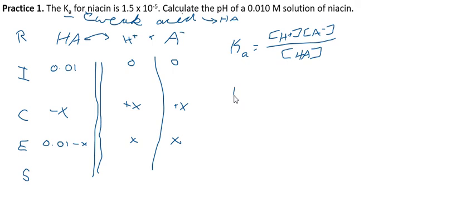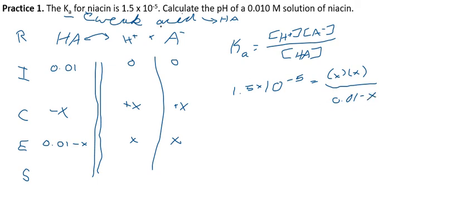My Ka is equal to 1.5 times 10 to the negative 5th. My concentration of H plus is X. My concentration of A is also X, divided by my equilibrium concentration of my acid, which is NaSon.